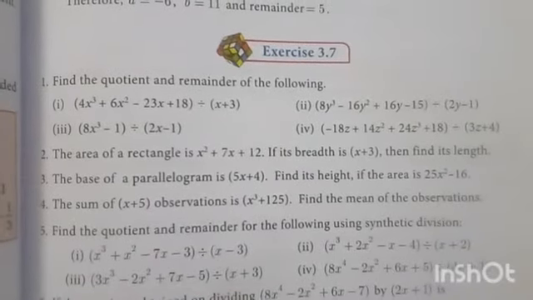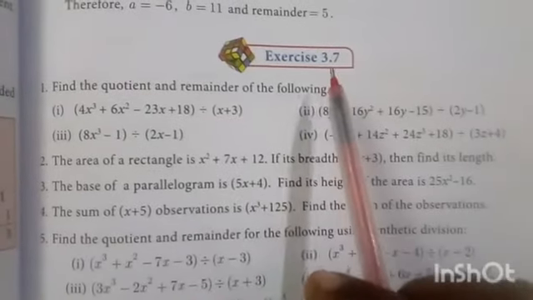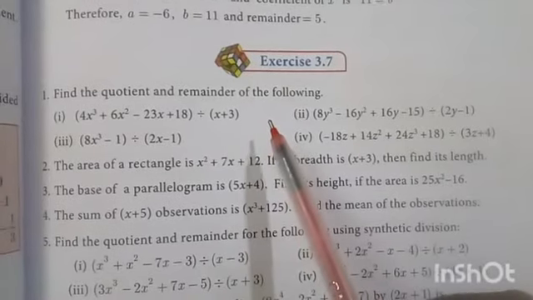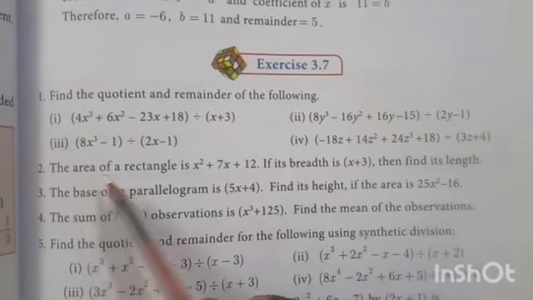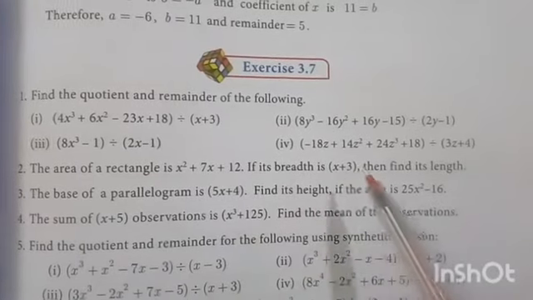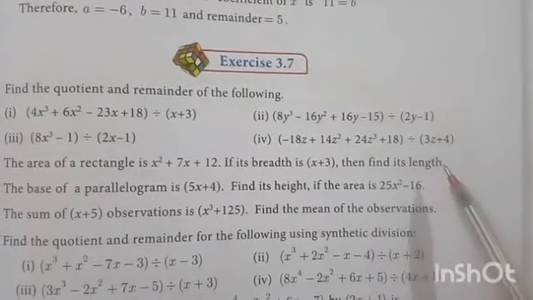Students, in the previous video you all learned exercise 3.7 first problem. For this first problem we used a long division method. The second problem: the area of a rectangle is x square plus 7x plus 12. If its breadth is x plus 3, then find its length.